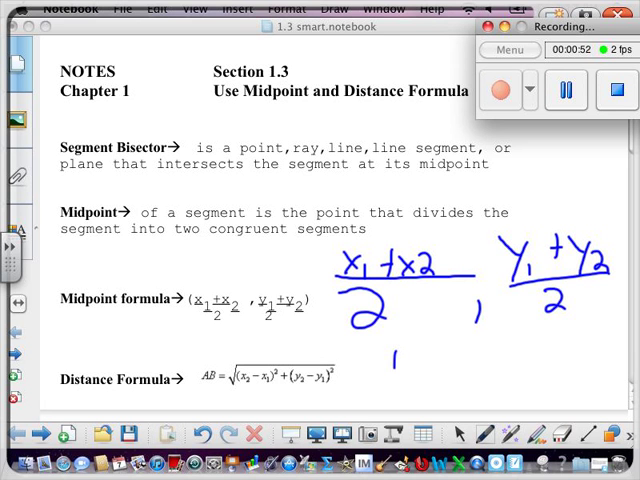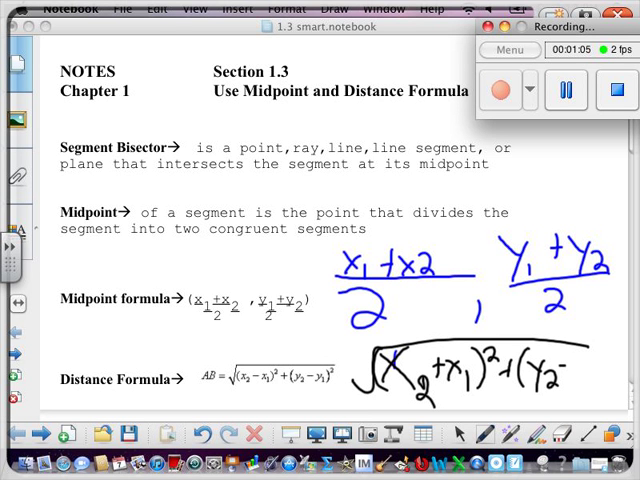And then I'm going to write nice and big your distance formula. It's the square root of (x2 minus x1) squared plus (y2 minus y1) squared. So all these definitions should be written down. All these formulas should be written down.